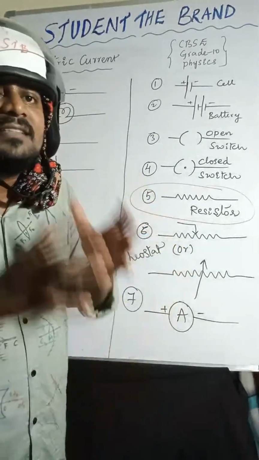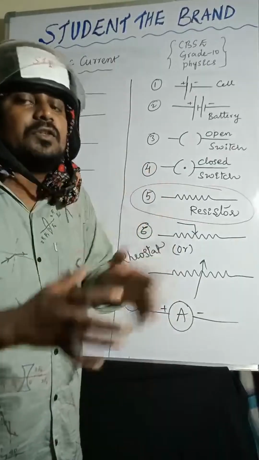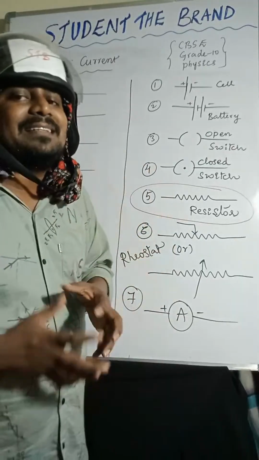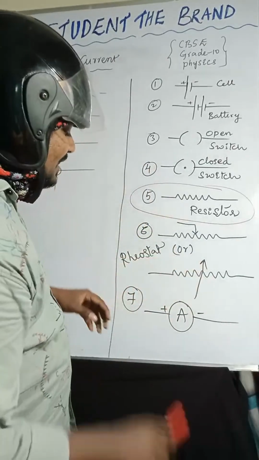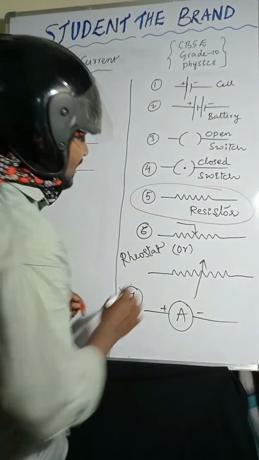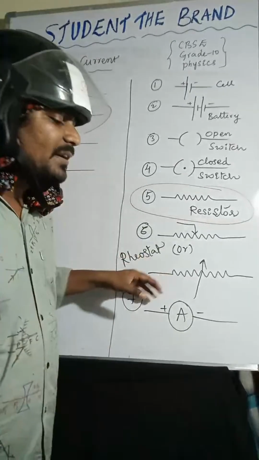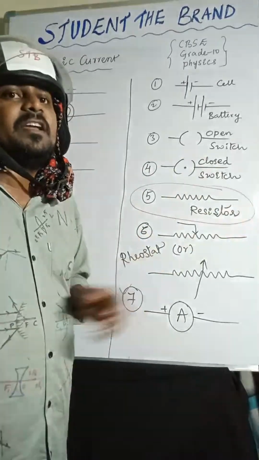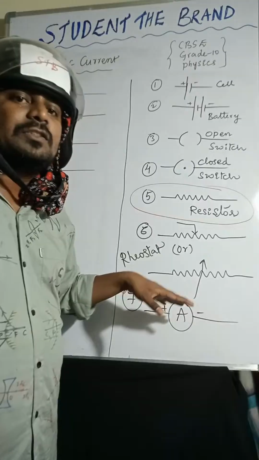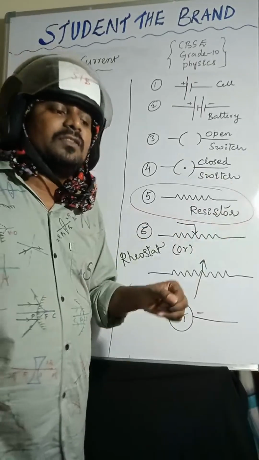An ammeter is a device which is used to measure the electric current in the circuit. An ammeter is connected in series combination in the circuit.